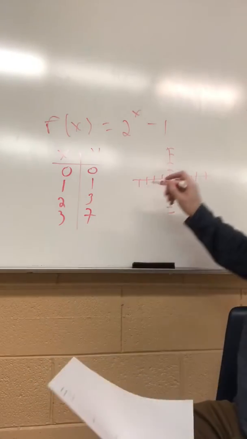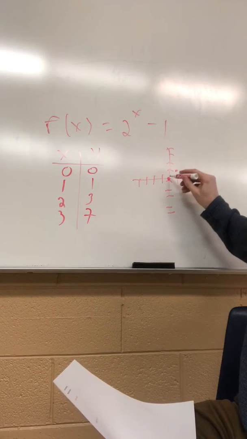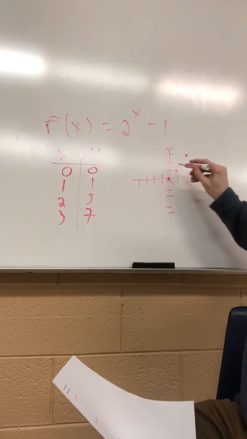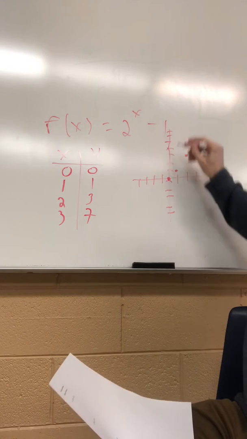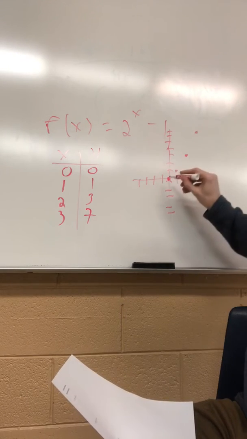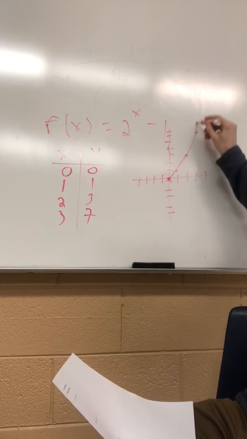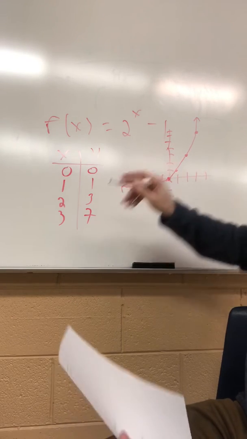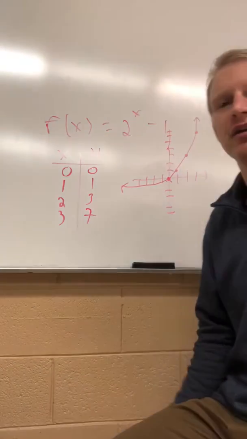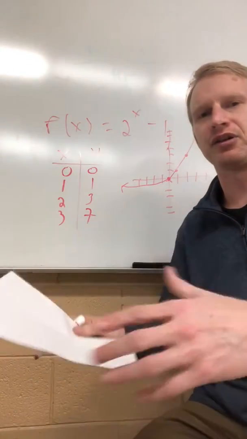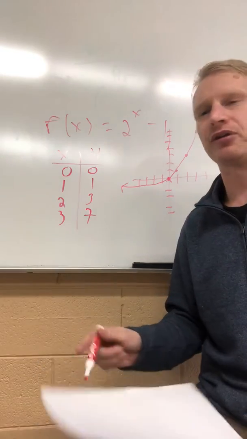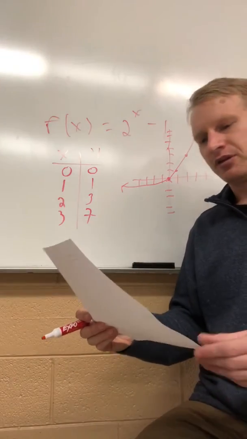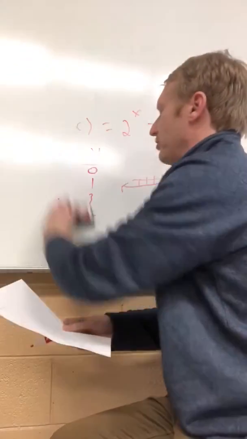Now let's graph them. (0, 0), (1, 1), (2, 3), and (3, 7). And it's going to be an exponential curve. And again, I won't be too picky when I look at your graphs because we haven't really practiced this a whole lot, but just do your best to connect those dots and see what type of graph you have. I'm more concerned that you get the table correct than the graph. Okay? Let's take a look at the last one in your note sheet, number 4.